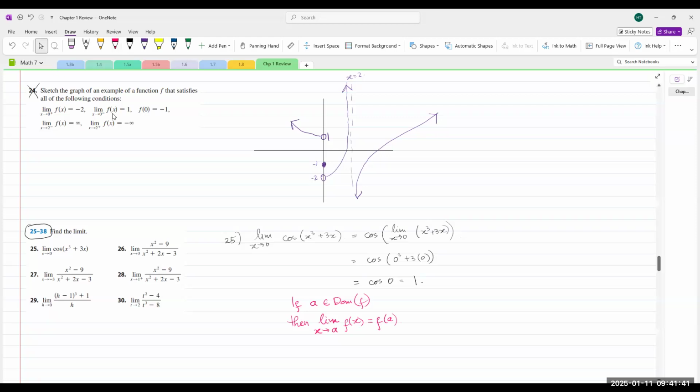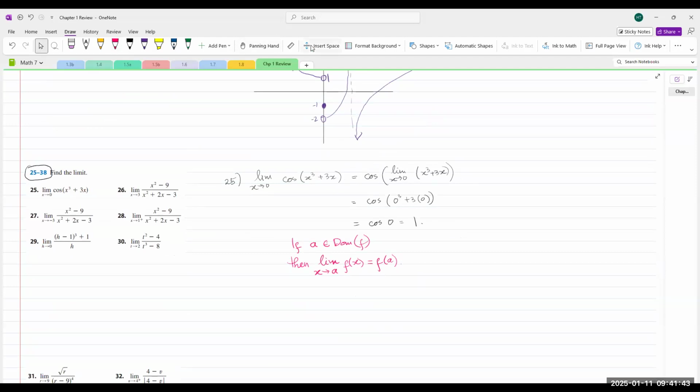Okay, we can say it that way. So if the number you're approaching is in the domain, then we can just plug that in. The issue is, what if it's not? Okay, what if it's not?